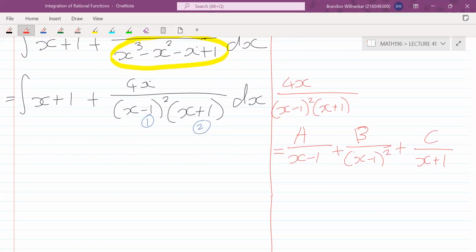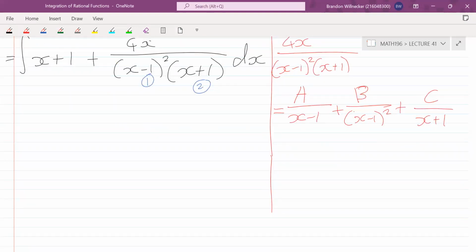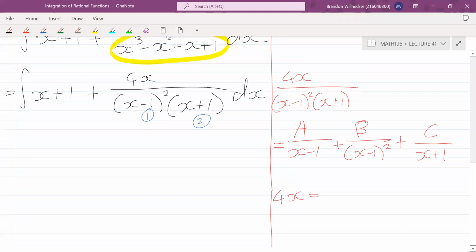So what we can do is multiply through by the denominator just to clear that. And then we will get a single nice polynomial with the values of a, b, and c. So let's do that. So we're going to have 4x is equal to, if we multiply through by x minus 1 squared times x plus 1, we're going to get a times x minus 1, because one of the x minus 1s in the denominator gets cancelled, and then we have the x plus 1.